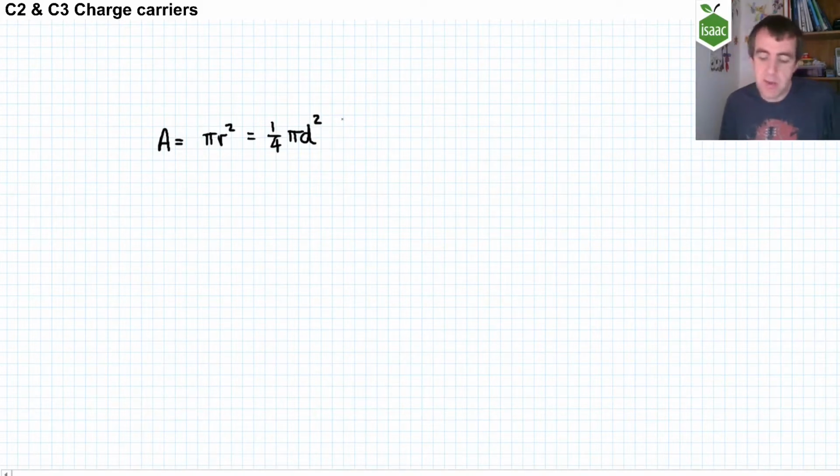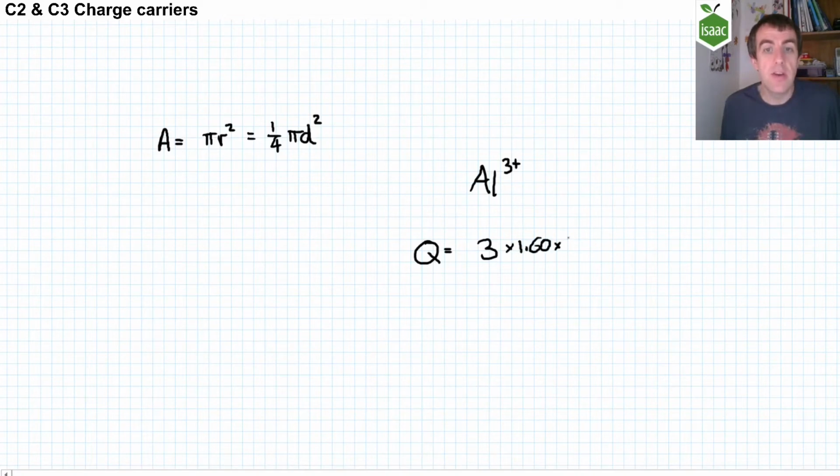And the second thing is to be aware of ions. So an ion, for example, Al3+, has a charge of positive 3 times the elemental charge, or a charge per particle, so per ion, of 3 times 1.60 times 10 to the negative 19 coulombs. Especially in C3, you won't necessarily be talking about electrons flowing, you'll be talking about ions flowing. So just bear in mind you'll have to calculate the charge of each ion to work out how much charge is flowing in total, or to work out how many ions are flowing in total.